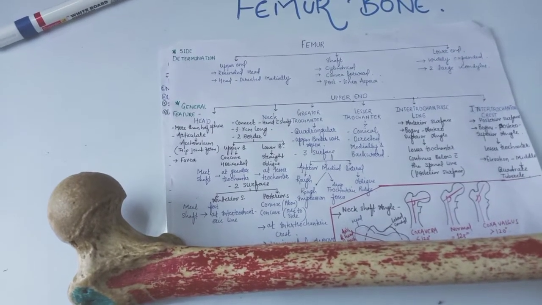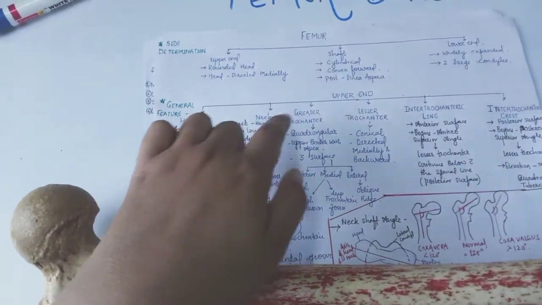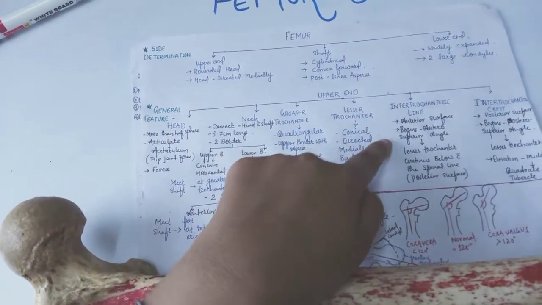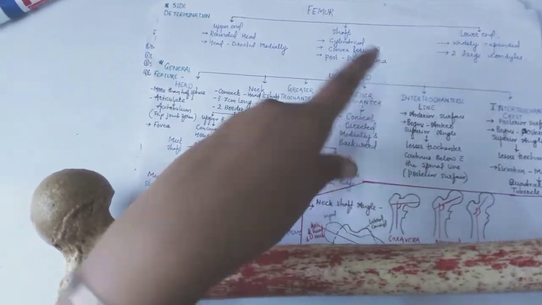Now we will learn about the general features of the upper end of the femur bone. The femur bone includes the head, neck, greater trochanter, lesser trochanter, intertrochanteric line and intertrochanteric crest at the upper end.